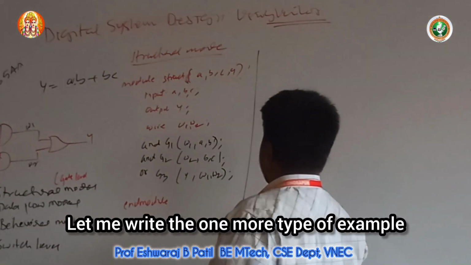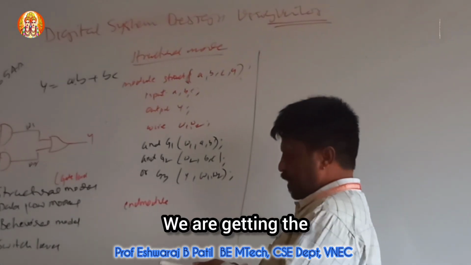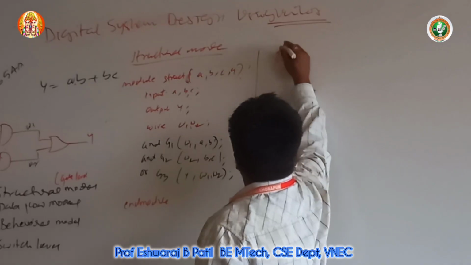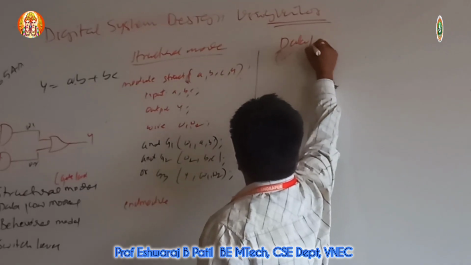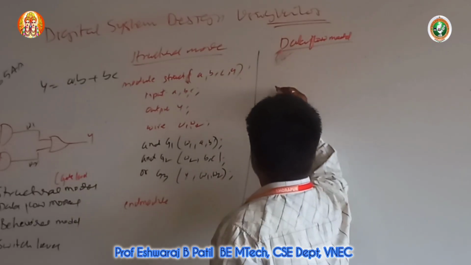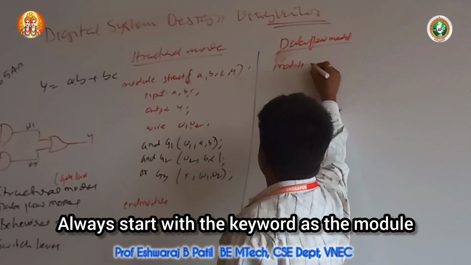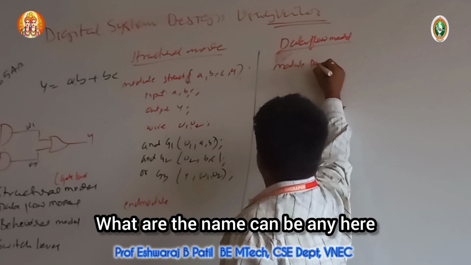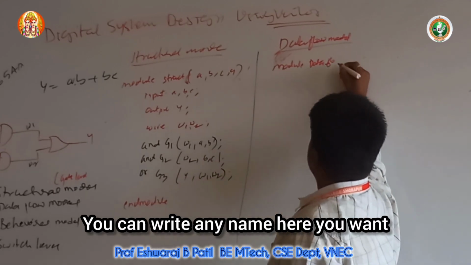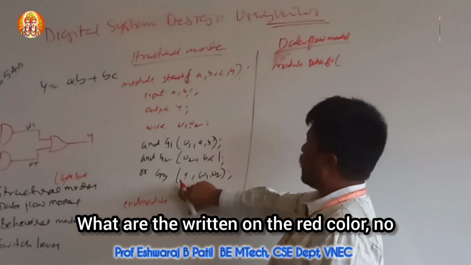Let me write one more type of example. Here the output is the same. We are getting the data flow model. The second one is the data flow model. Always start with the keyword module. The name can be anything here. Data flow model. You can write any name here, you can also write your own name. The same thing you should write as before.